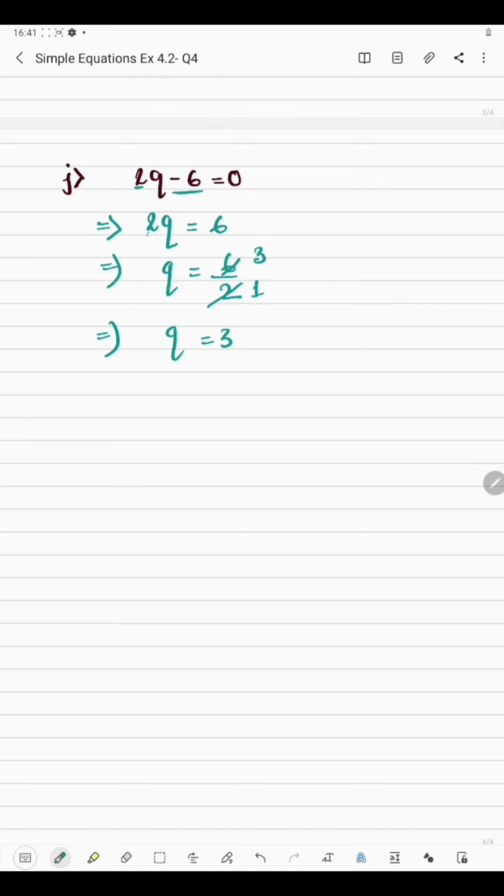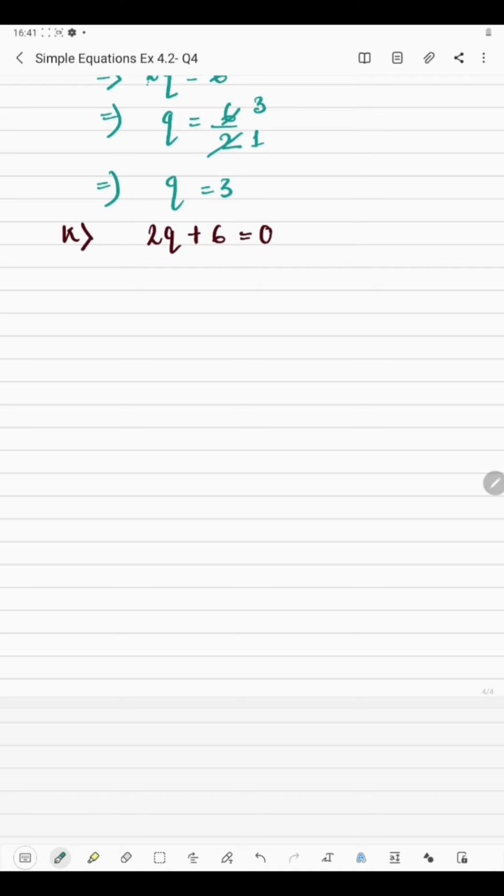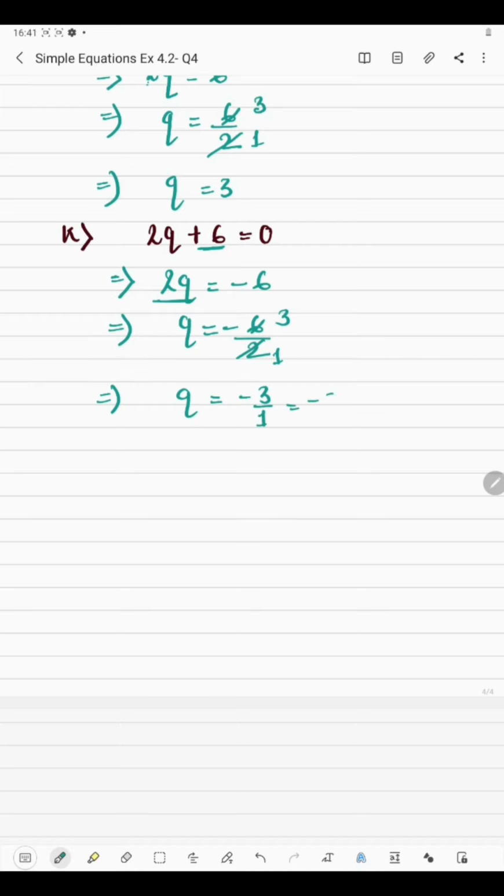Okay. Now next, we have 2q plus 6 is equal to 0. So at first we will remove this. So 2q is equal to, plus 6 will be minus 6 after transposing to the other side. Now what will be the value of q? It will be minus 6 divided by 2 because it is given in multiplication form. So it will be division after changing the side. So 2 ones are 2, 2 threes are 6. So the value of q will be minus 3 by 1, which is minus 3.